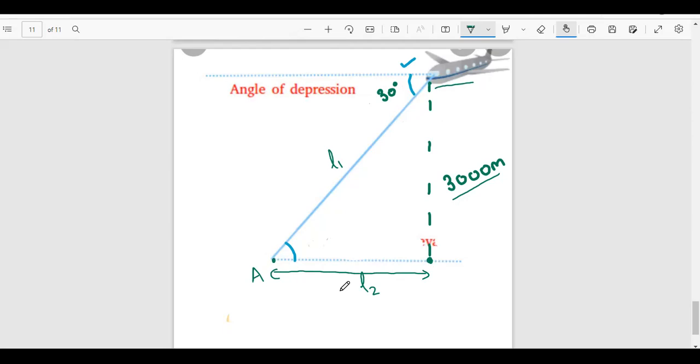Now he's talking about L2. What do we have? We have that 30 degrees, we have this 3000, and this would certainly be 90 degrees because that was the height and this is the base. Okay, that is good. What would be this angle?